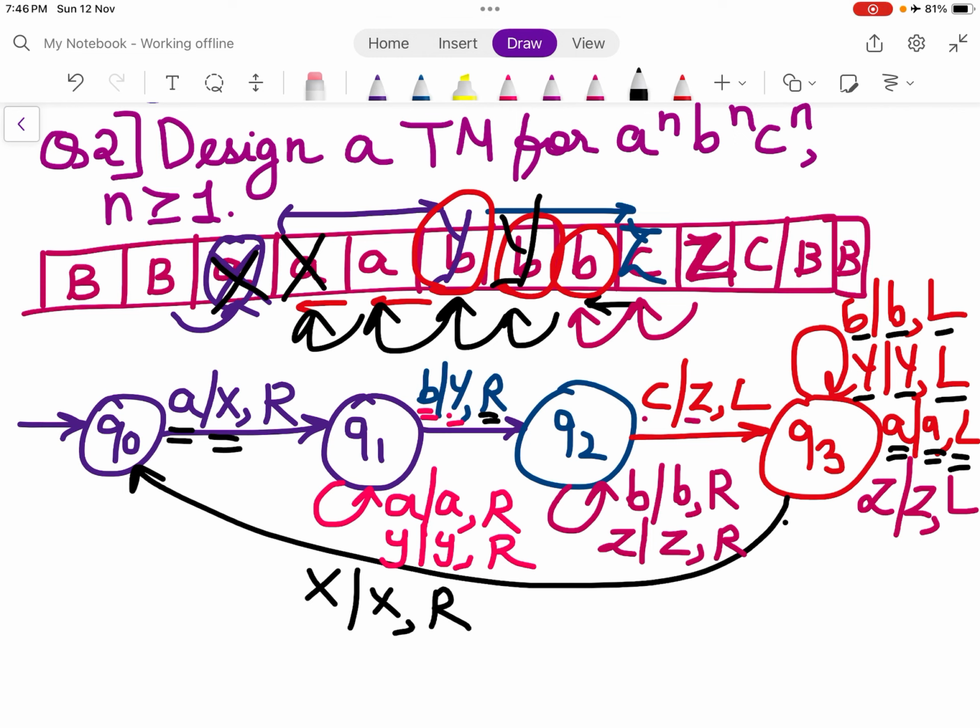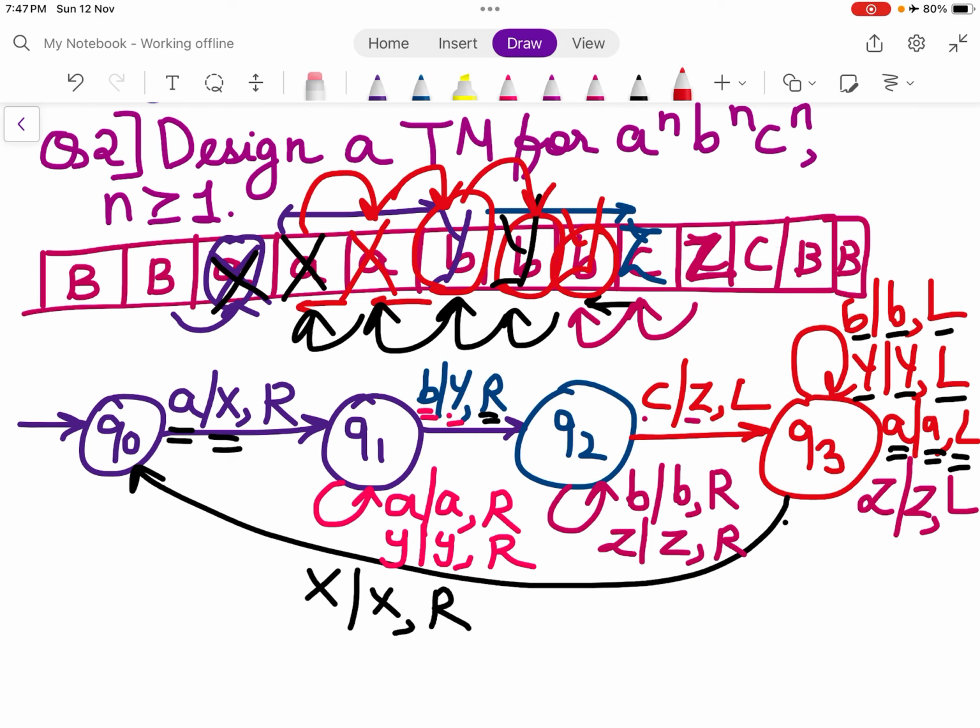When you encounter an X, X will be kept as X and you will go in the Q0 state and move in the right direction. So now I will move in the right direction. I see an A. A on seeing A will be replaced by an X, moved in the right direction. Y will be kept as it is, move in the right direction. Y will be kept as it is.